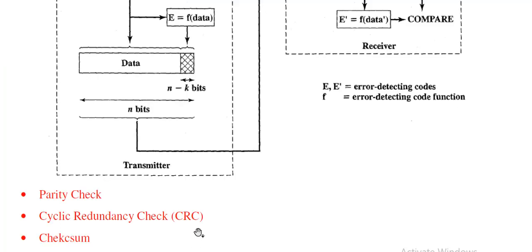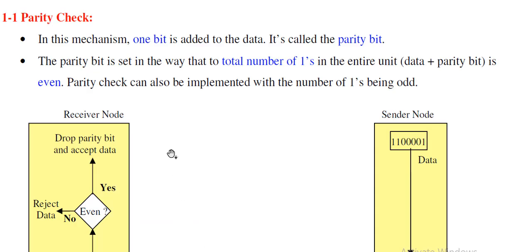Okay, today we're gonna see the most known techniques in error detection. The most known ones, the CRC, the checksum, and the parity check. So the first very basic technique to detect errors is called the parity check. It is based on a parity bit that is added to the data.